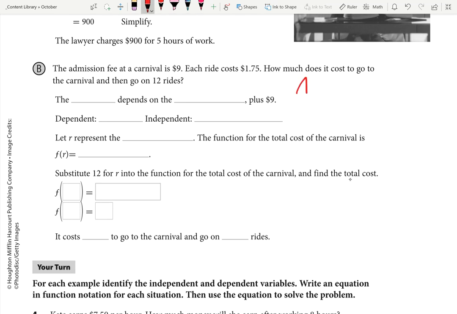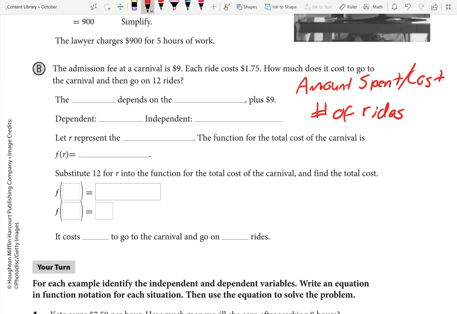The amount of money spent, or you can just say cost if you want to. Okay, that's one of the variables. And the other is the number of rides that we go on. So of those 2 variables, which one depends on the other? Does the amount of money I spend depend on the number of rides I go on? Or does the number of rides I go on depend on the amount of money I spend at the end of the night?